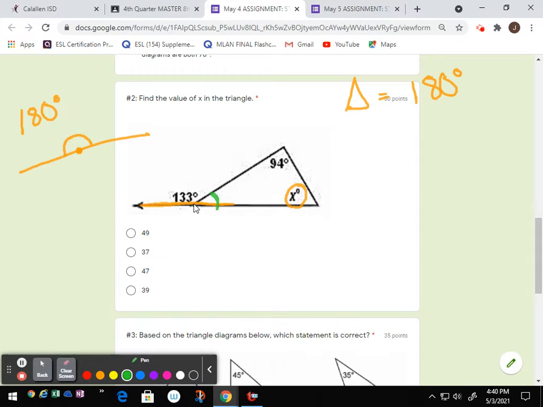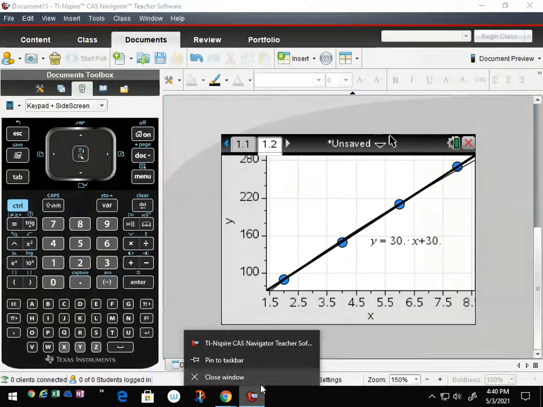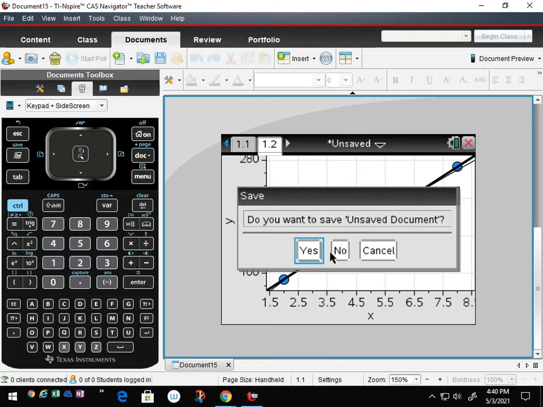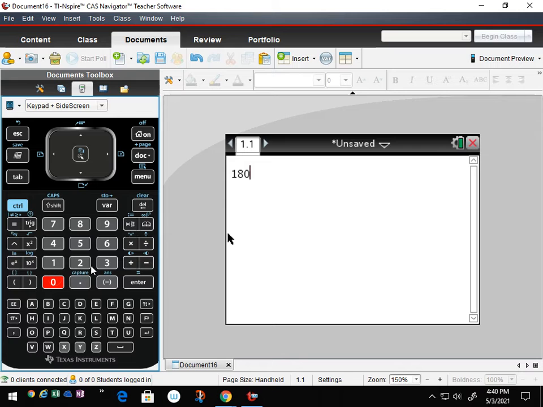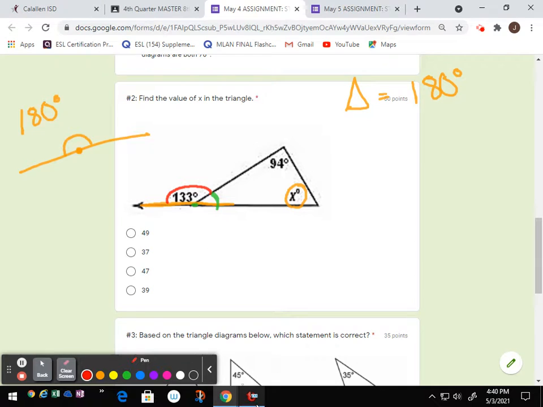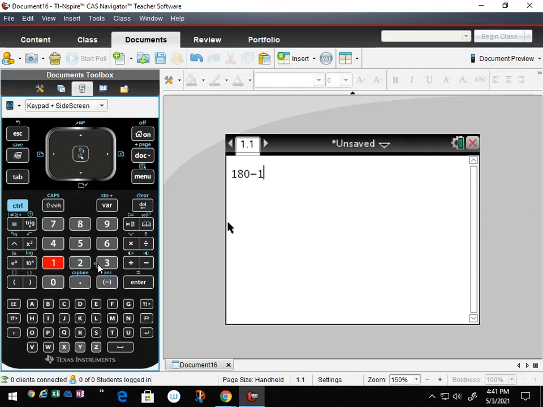If we know a straight line is equal to 180, this angle right here is 133, so we need to find just this missing piece. So all we have to do is go into our calculator. Let me open up a calculator page. We need 180 for a straight line minus the angle that we already have, which was 133. So 180 minus 133 is equal to 47.